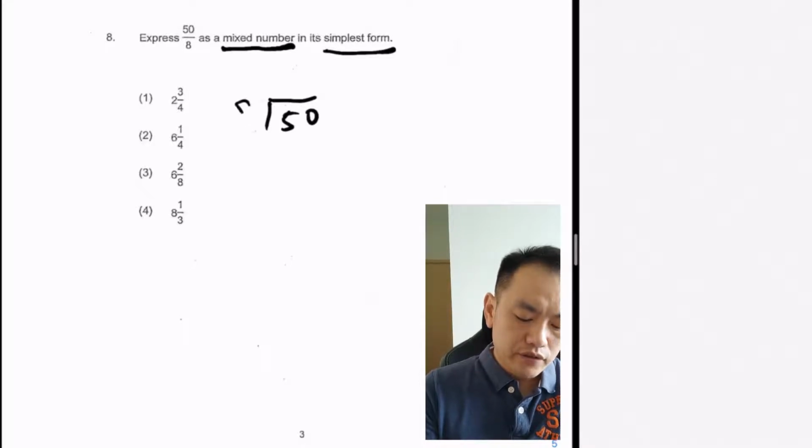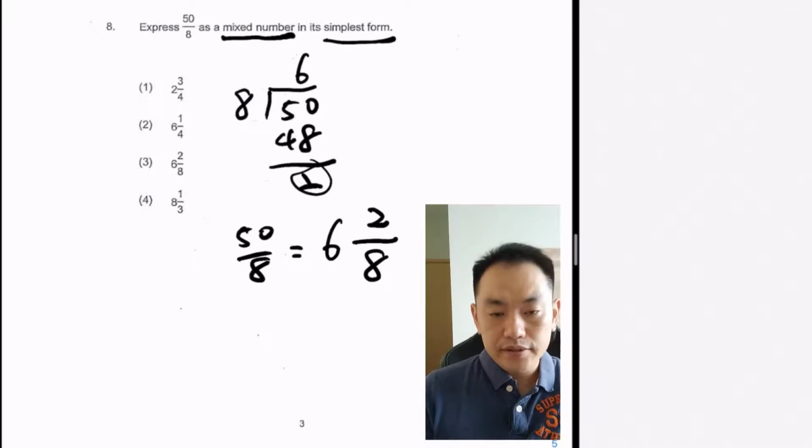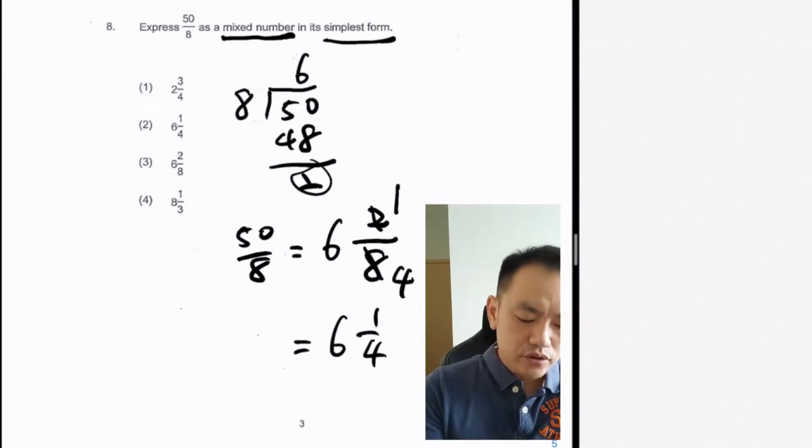So you can take 50 divided by 8, so that's 6. 8 times 6 equal to 48. Remainder is 2. So that means 50 over 8 can be rewritten as you put the quotient in the front, 6, and then the remainder here, 2 out of 8. Okay, but this is not the simplest form because the question is asking for the simplest form. So for the 2 over 8, you will be able to simplify. Both of them can be divided by 2. So 2 divided by 2 equal to 1, and then 8 divided by 2 equal to 4. So the answer will be 6 and a quarter, which is 2.